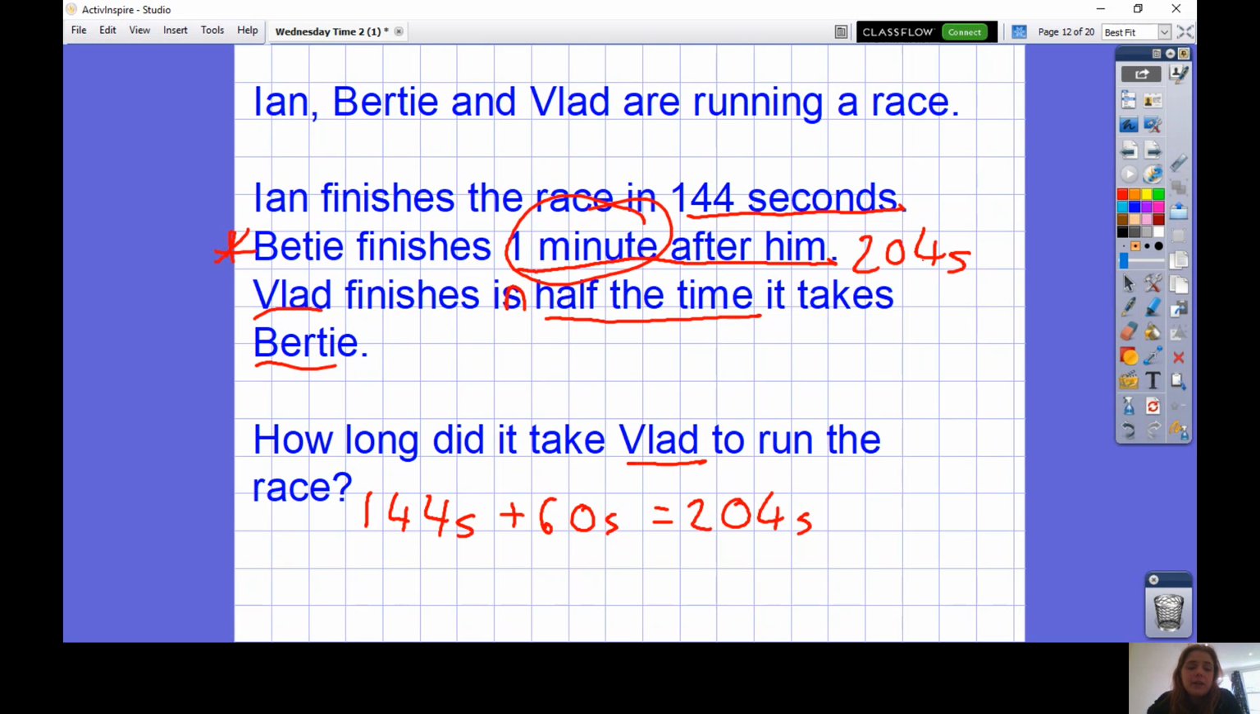Now your final step is how long did it take Vlad? Vlad finishes in half the time. Have a go. How long does it take Vlad? Write it down if you need to. Half of 204 is 102 seconds. So if you've got a question like this, you need to work out each section first before you can get to the last one. Start with Ian, then Bertie, then finally you can work out Vlad.